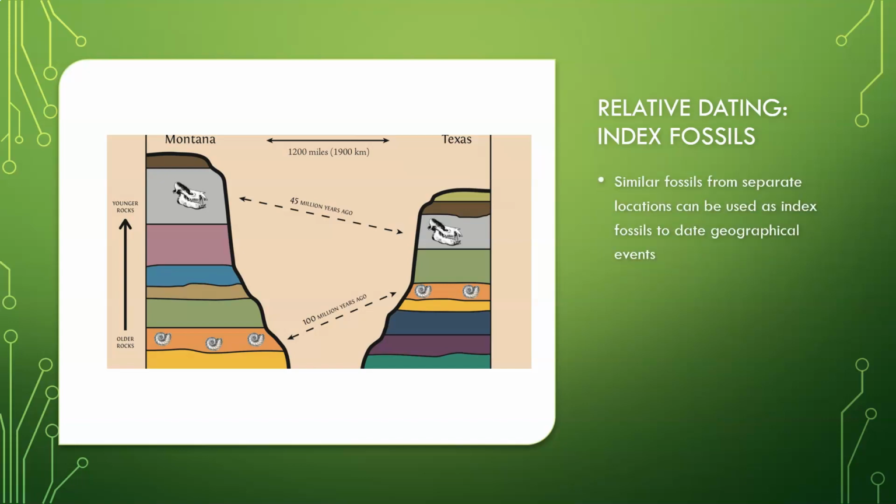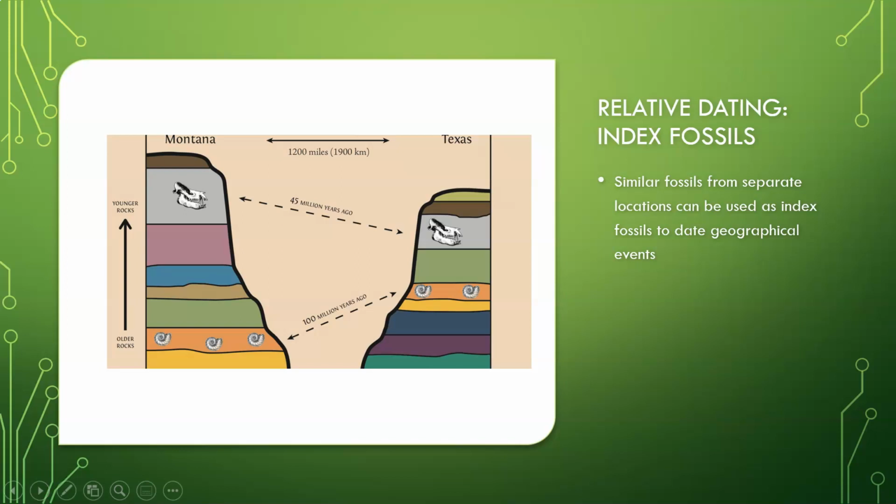Now we've got specific index fossils. Similar fossils from separate locations can be used as an index fossil to date the geographical event. So for example, we've got Montana and Texas here, two different locations in America, and they've got the same fossil in their rocks. You can actually date the level of the rocks.